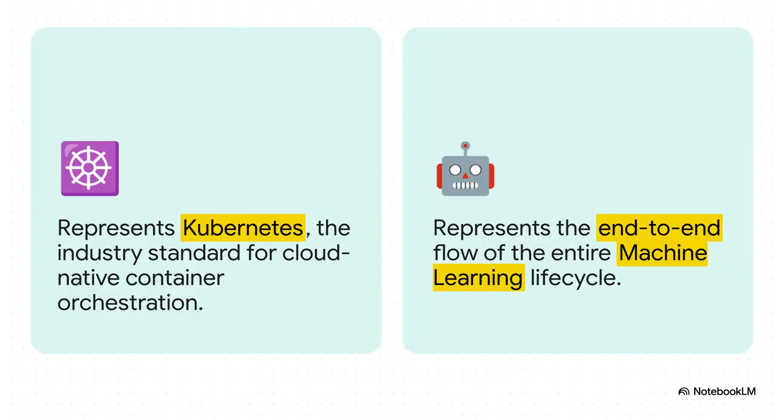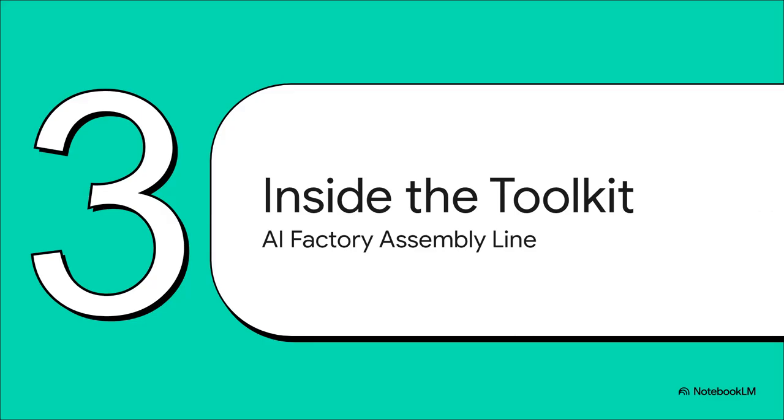You know, the name itself really tells you the whole story. Kube is short for Kubernetes, that super powerful system for running applications at huge scale. And Flow, well, that's the whole end-to-end process of machine learning. So Kubeflow's entire mission is to connect these two worlds, to bring all the power of modern cloud infrastructure to the ML lifecycle. So if Kubeflow is the operating system for our AI factory, what's actually on the assembly line? What tools do you get in the box?